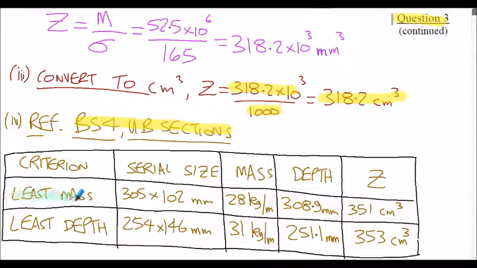Least mass section, 305 by 102 millimeters by 28 kilograms per meter. That was a Z value of 351 centimeters cubed. And the least depth section chosen is 254 by 146 millimeters by 31 kilograms per meter. And that has a Z of 353 centimeters cubed. So there's our least mass and our least depth sections chosen.